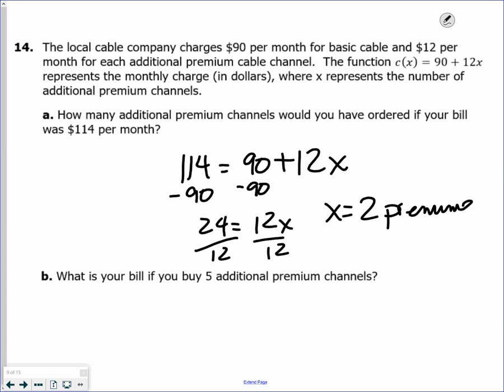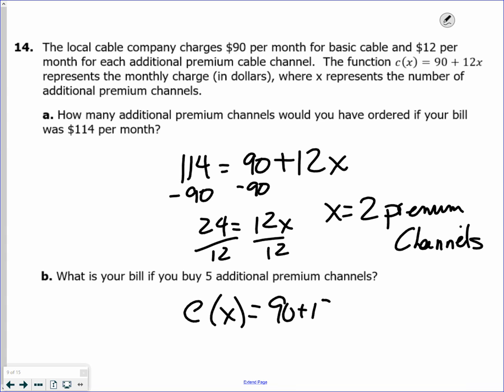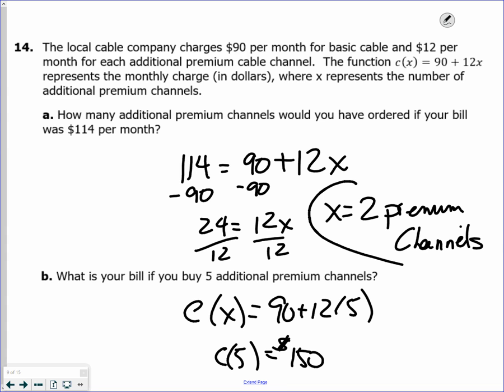premium channels. Next one, what is your bill if you buy 5 premium channels? So now you are given the x and asked to find the y. So if I put 5 premium channels, or 5 in for x, you would end up getting $150. So again, word problems deserve labels. So this one, there are 2 premium channels, and this one is a cost of $150.